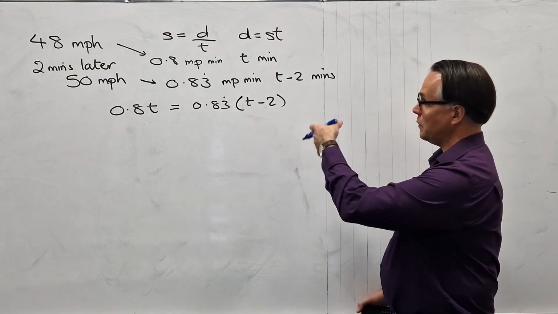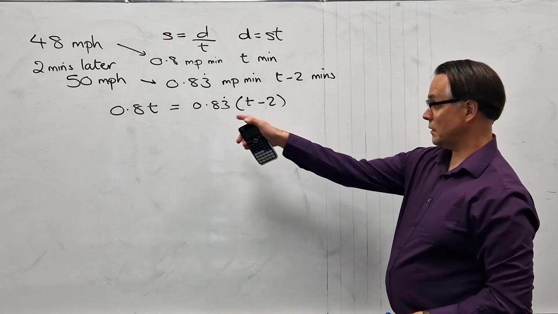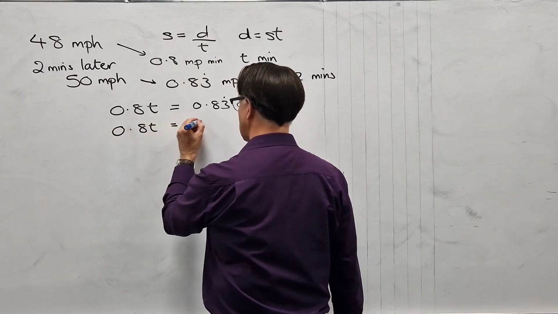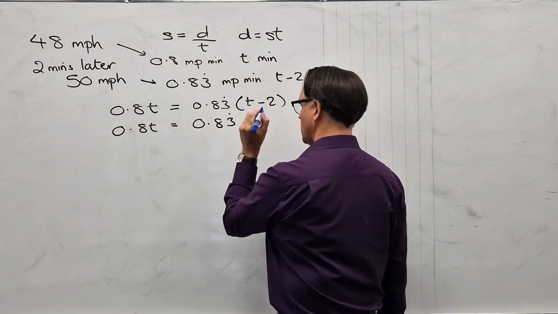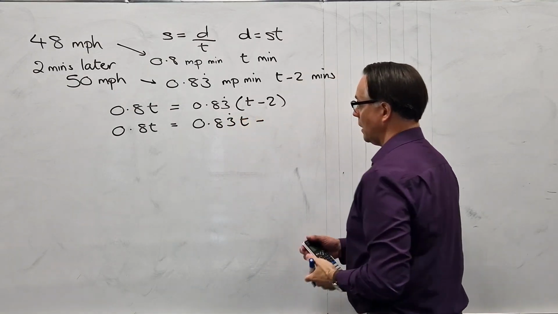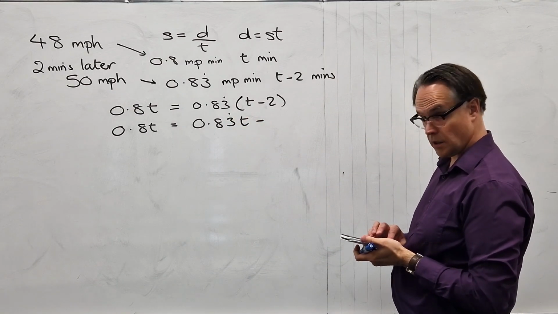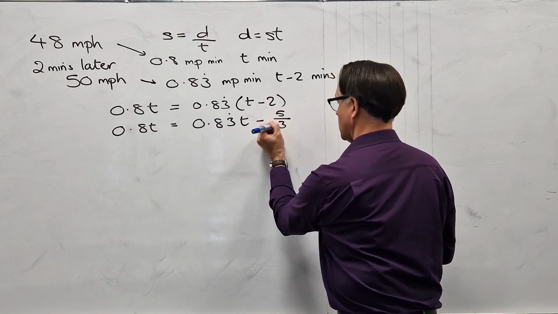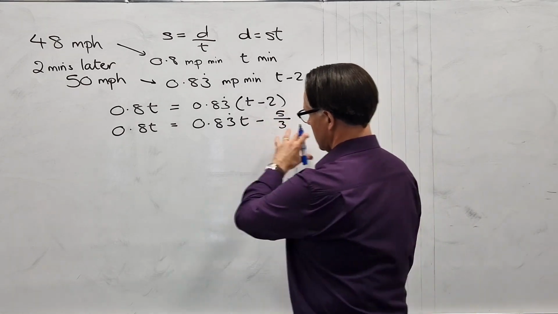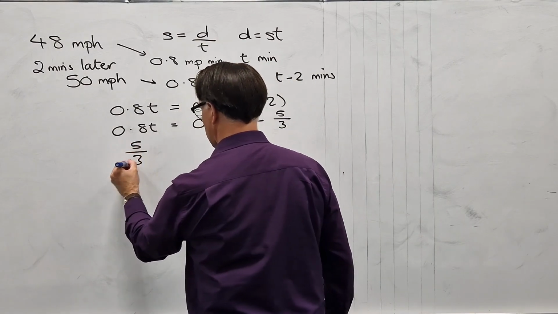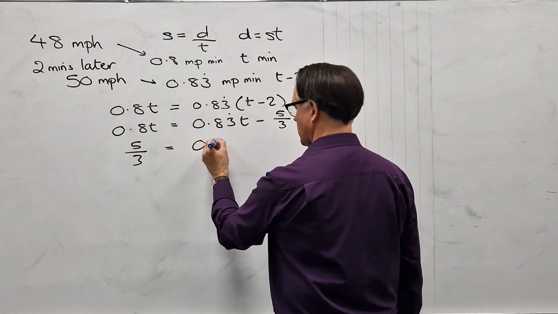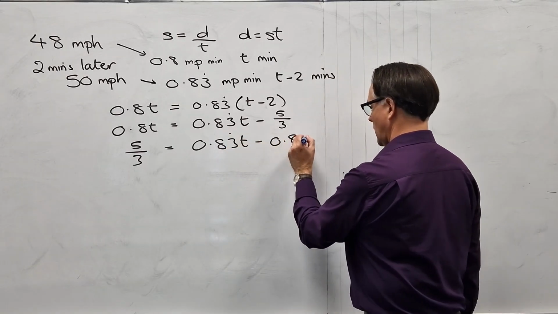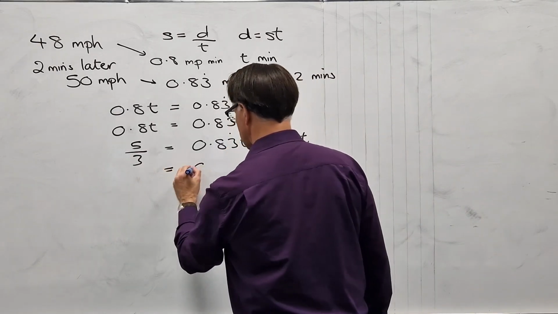So I'm going to go in a roundabout way rather than going straight to d. I'm going to solve t first. Let's just multiply this out. 0.8 t equals 0.83 recurring t minus 0.83 recurring times 2, which is 5/3. Let's just call it 5/3. And so if I take that over to the other side, 5/3 equals 0.83 recurring t minus 0.8 t, which is 0.03 recurring.